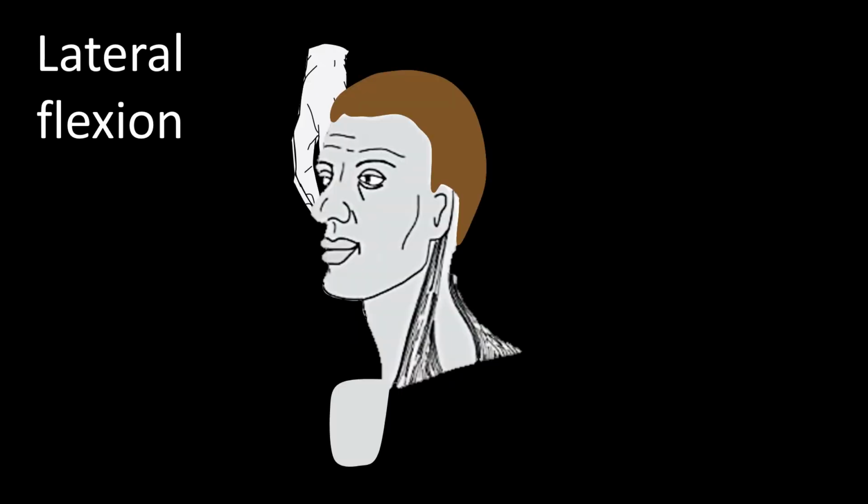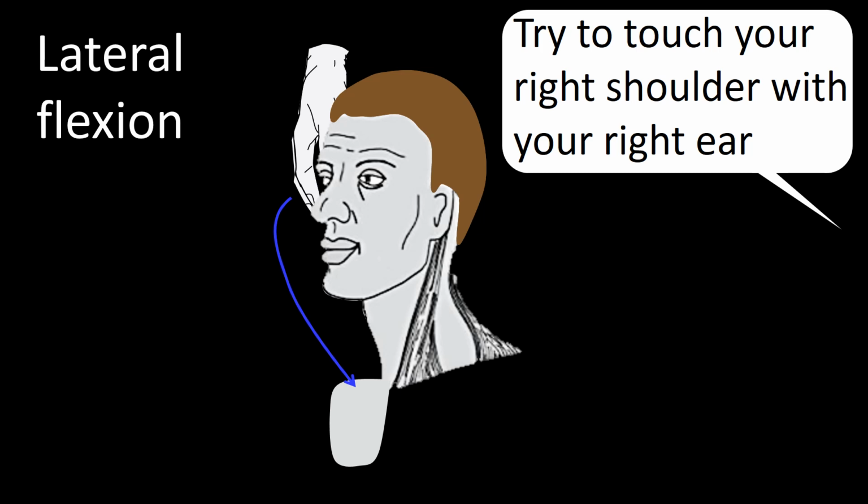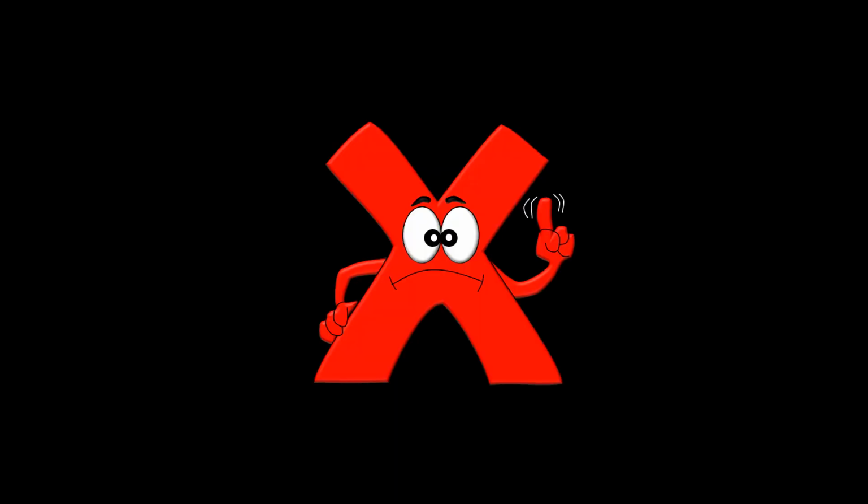It is done with the patient looking forward and while holding the head by the right side as shown in this frame. You instruct the patient to try to touch his right shoulder with his right ear as you offer resistance against that movement. This way, you are testing the right sternocleidomastoid muscle. Then you do the same on the other side. An abnormal sternocleidomastoid muscle is detected by noticing limited range of motion or limited force.